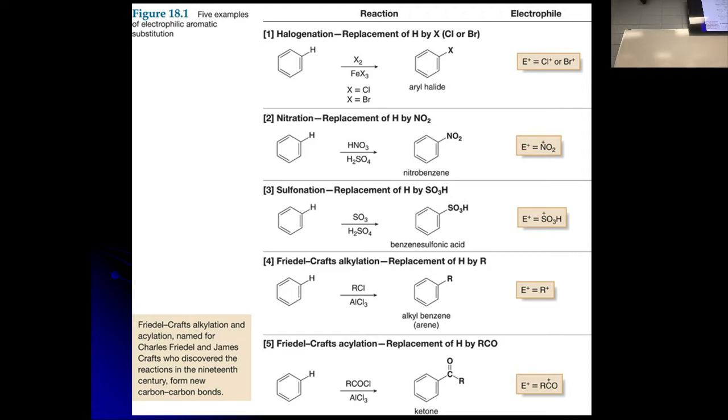Right? That's okay. If I want to make nitrobenzene, I want to make a carbon-nitrogen bond to the aromatic ring. I'm going to use a mixture of nitric acid and sulfuric acid. If I want to make a sulfonic acid, I'm going to use SO3 and H2SO4. If I want to make a carbon-carbon bond, I'm going to use the Friedel-Crafts alkylation reaction. And if I want to make a ketone, I'm going to use the Friedel-Crafts acylation. Okay?